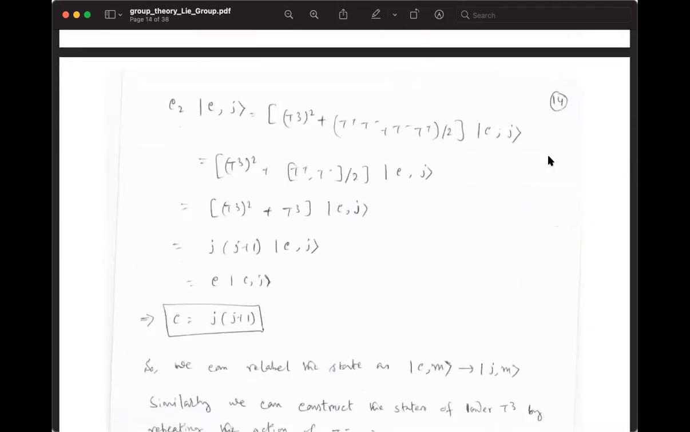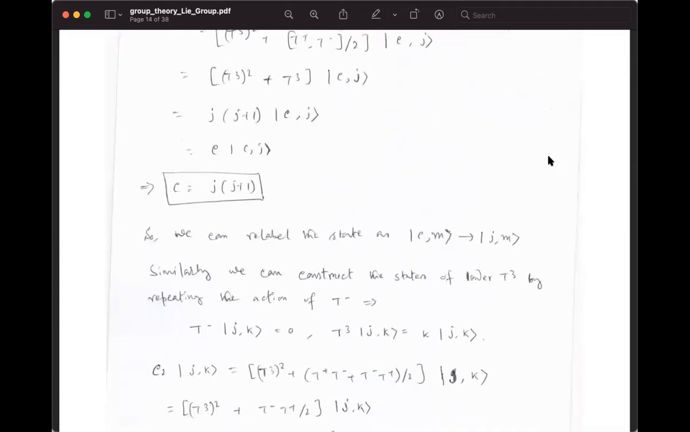So now C2 will act on, let's say, |c, j>, and then we can write down C2 in terms of other operators like T1, T2, T3, and simultaneously we can write it down in terms of T3 and T±, and from there we get this eigenvalue to be j(j+1), which we define to be c. So the eigenvalue c is basically j(j+1).